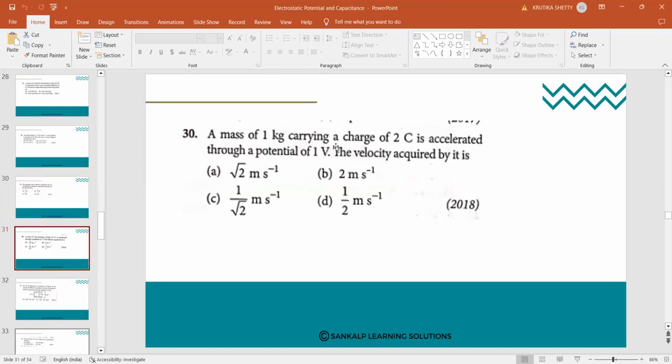A mass of 1 kg carrying a charge of 2 coulomb is accelerated through a potential of 1 volt. The velocity acquired by it is. Yes, we need to calculate the velocity of mass 1 kg and a charge of 2 coulomb, having a potential of 1 volt. Will you do it?